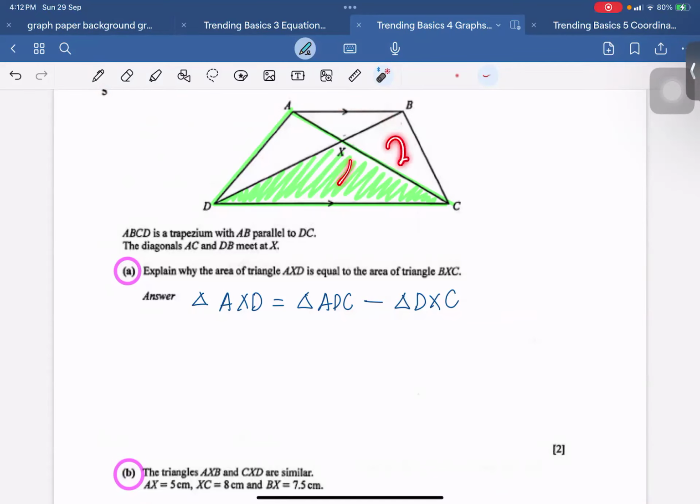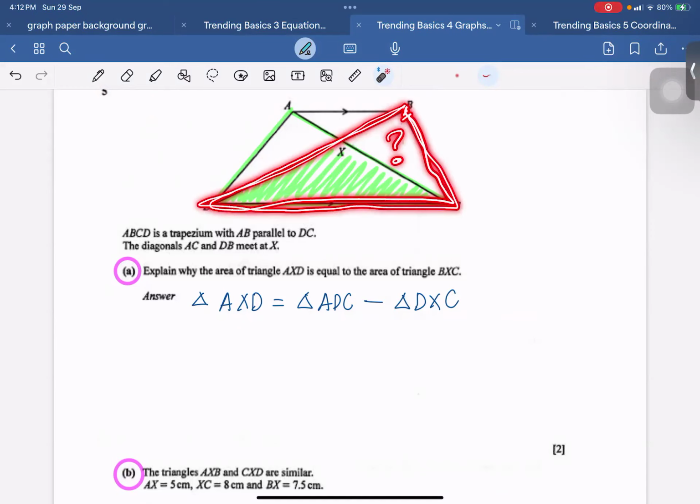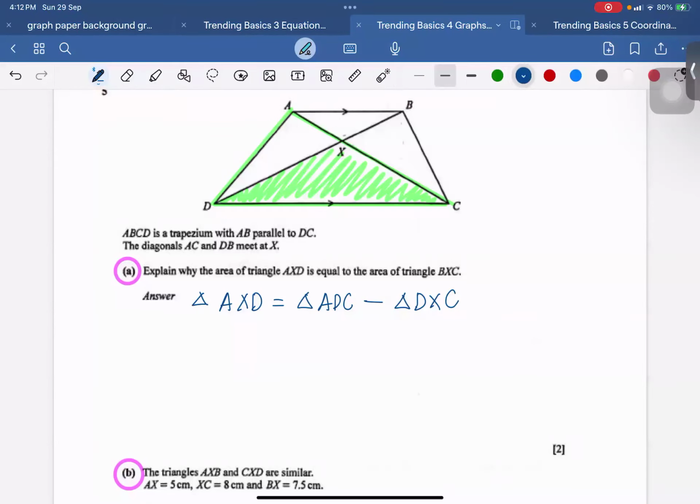I want to link this to the other triangle. So this one will total up to give you this triangle. This portion comes from taking this bigger triangle, subtract away the common portion. So it's made up of the other triangle, DBC, minus triangle DXC again.